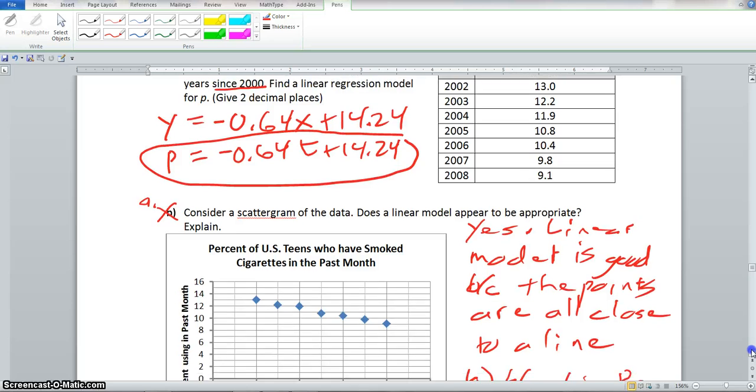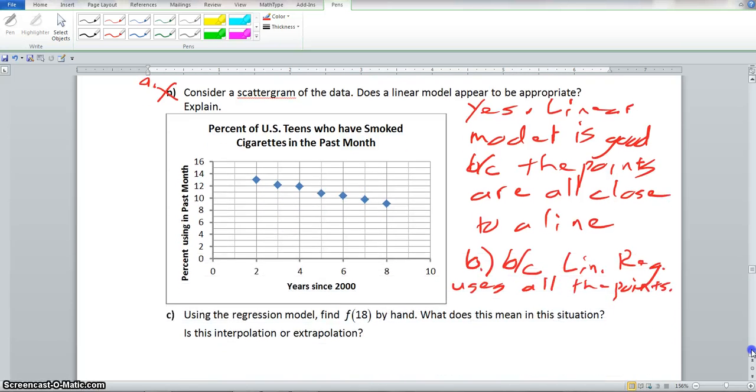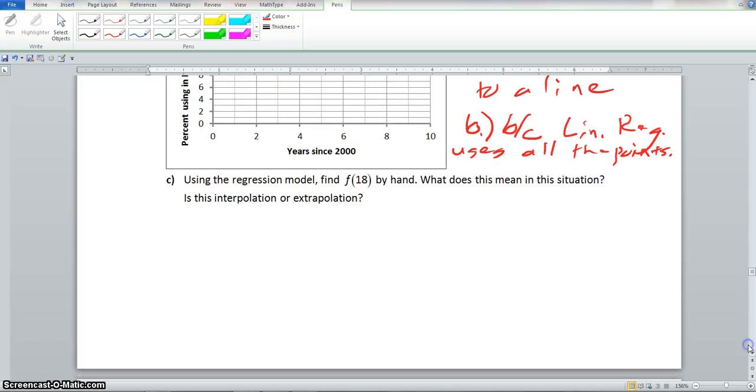Okay, now on your next page, at the bottom of my page, my C is actually your D here on the next page. It says, using the regression model, find f of 18 by hand. What does this mean in this situation? Is this interpolation or extrapolation? So we know this would be our D here.